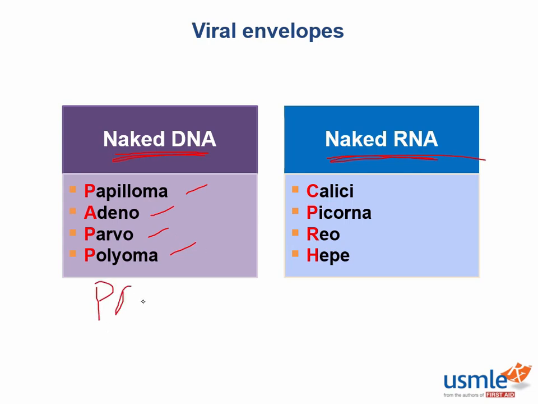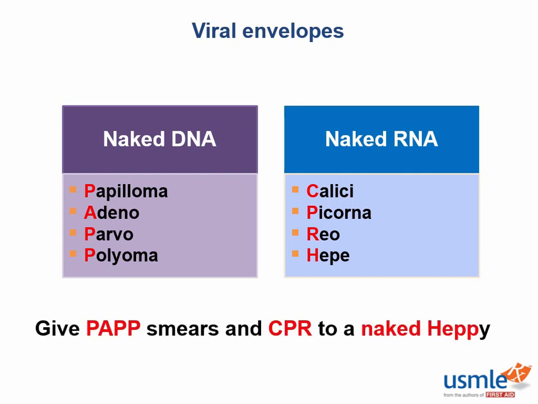Think of PAP and think of the pap smear. The 4 RNA viruses are calicivirus, picornavirus, reovirus, and hepevirus. Think of CPR-H. So, let's give pap smears and CPR to naked herpes.